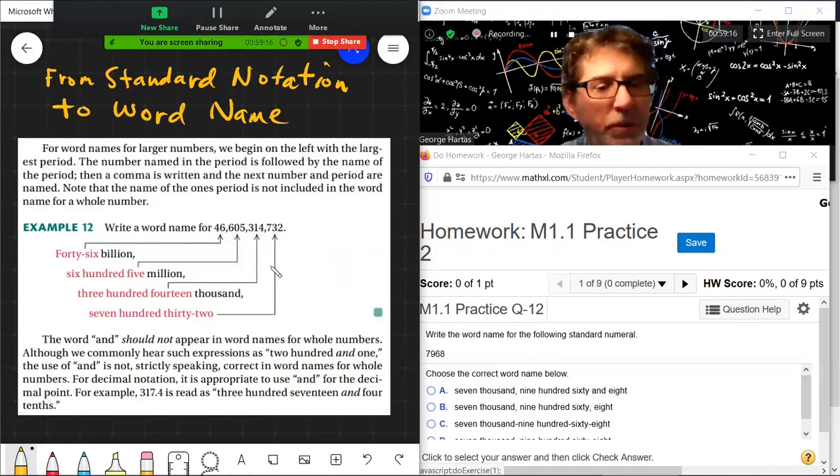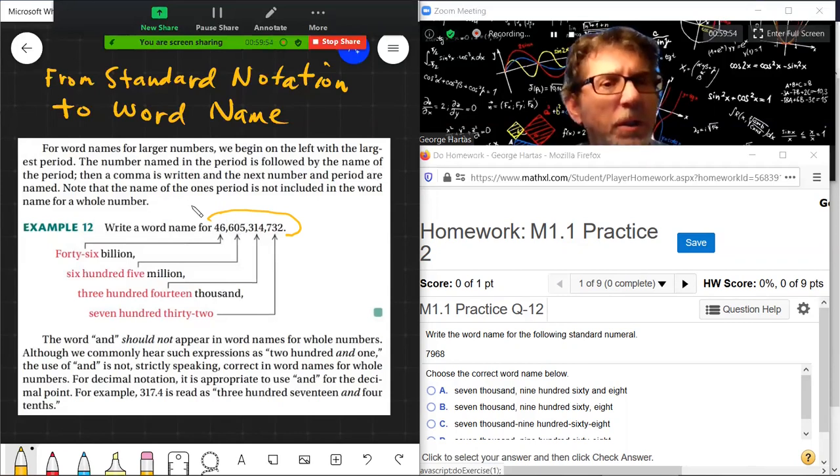All right, so let's read through this diagram here before we start. For word names for larger numbers, we begin on the left with the largest period. Okay, with the largest period. So in this example here, we're converting from standard notation to a word name. We're given this number, and we're converting it into words. Okay. The number named in the period is followed by the name of the period.